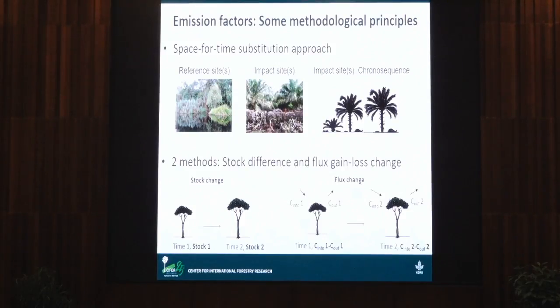The flux change approach is more complex. At time 1, we are going to measure all the fluxes of carbon getting into the system and all the fluxes going out of the system, and we calculate a balance. We do that at time 2 or in the site where we have an activity taking place, and we calculate the difference of the two balances to know how much carbon is being gained or lost.